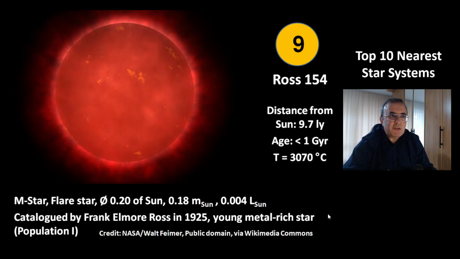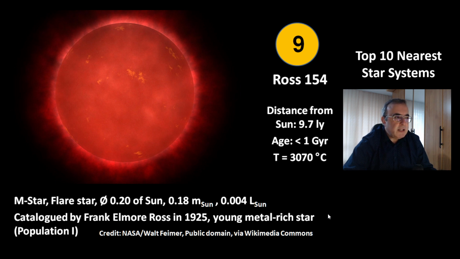This is Ross 154. Its distance is 9.7 light years. It's a very young star. It's less than 1 billion years old. Surface temperature is 3070 degrees Celsius. It's a flare star. Its diameter is 20% of the Sun, and it has 18% of the Sun's mass.